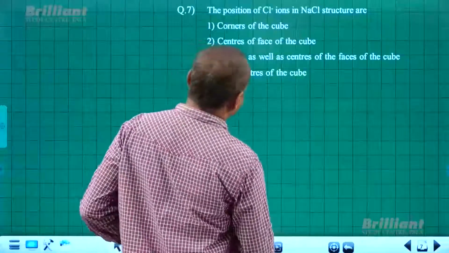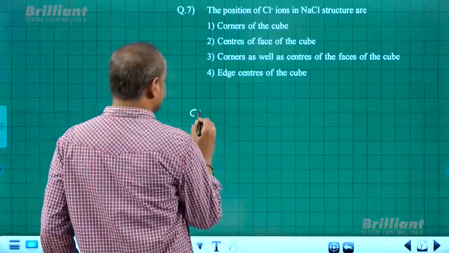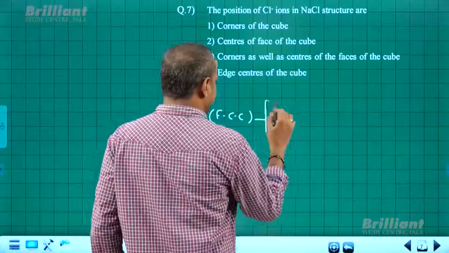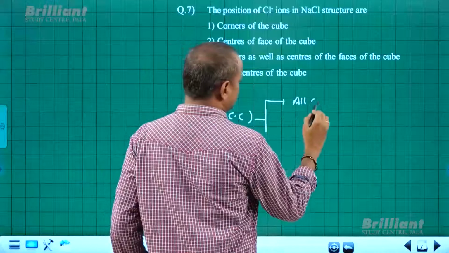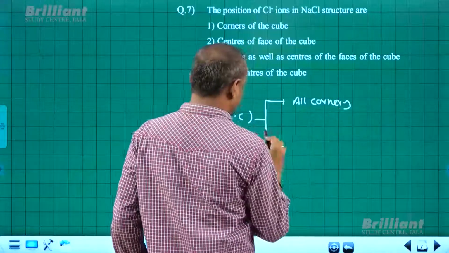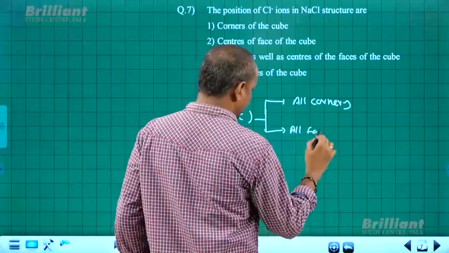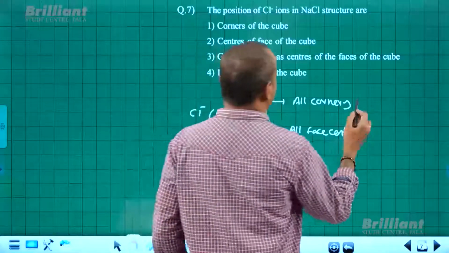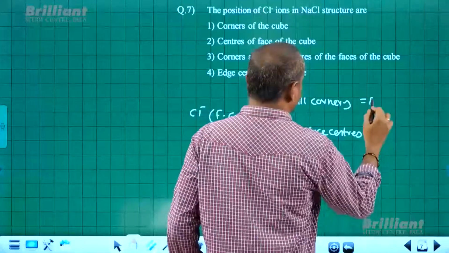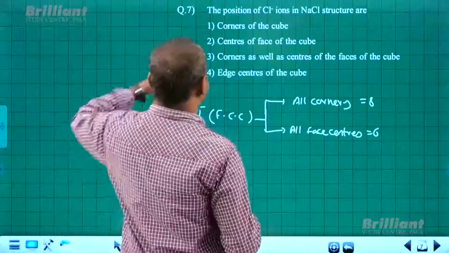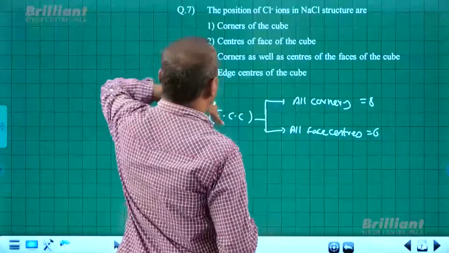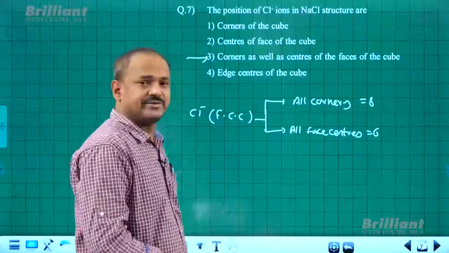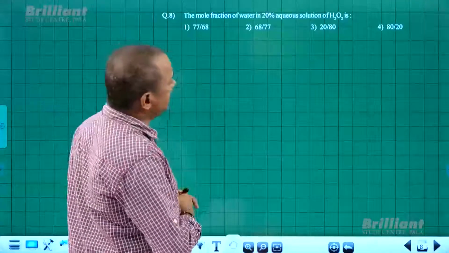Position of chlorides in the NaCl is called FCC arrangement. FCC means all corners and all face centers. That is 8 corners and 6 face centers. Corners of the cube, centers of the faces of the cube, corners as well as centers of the faces. That is answer 3.